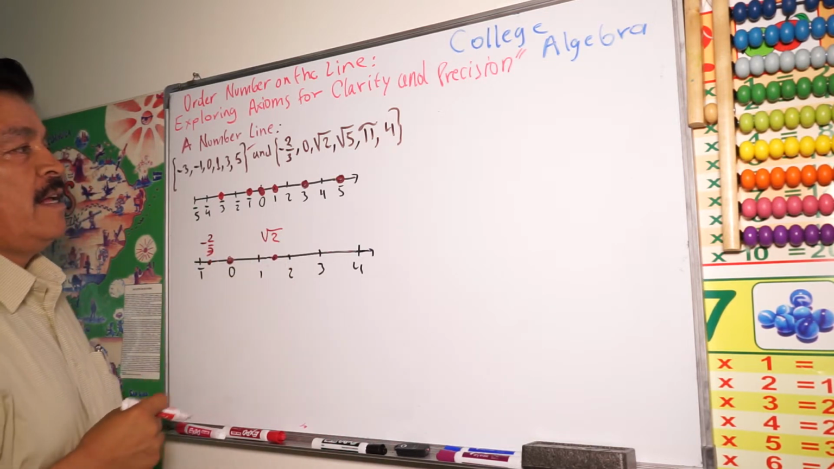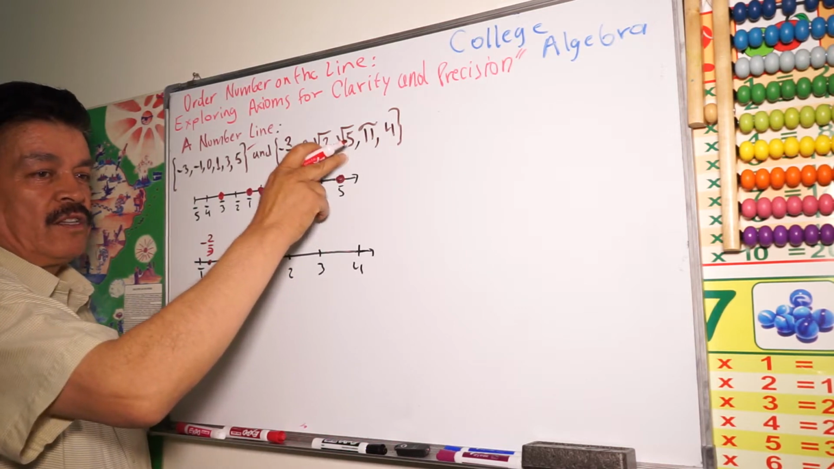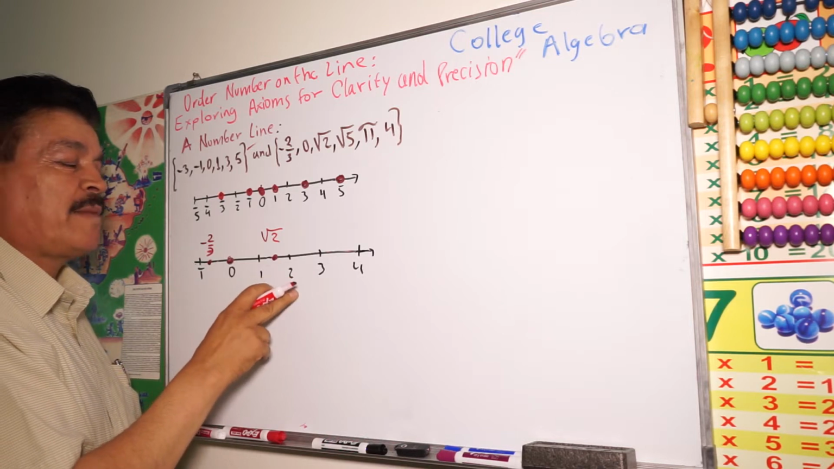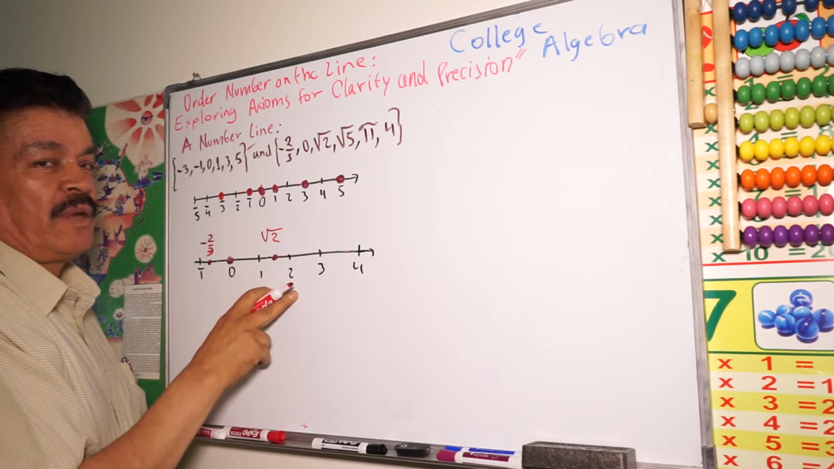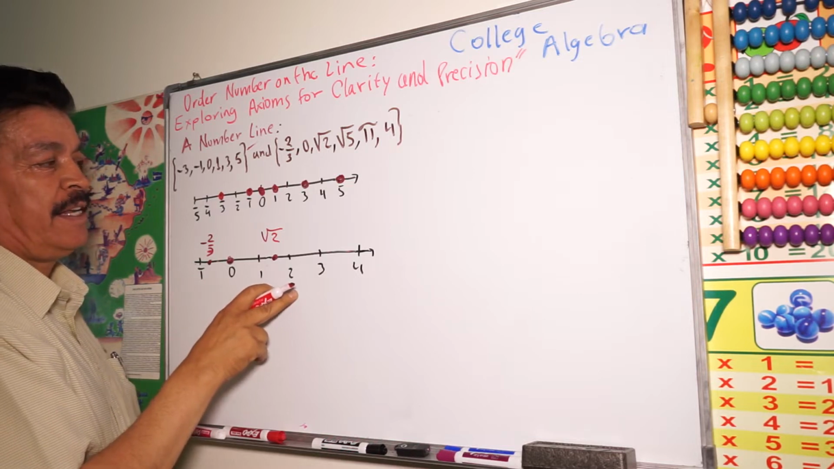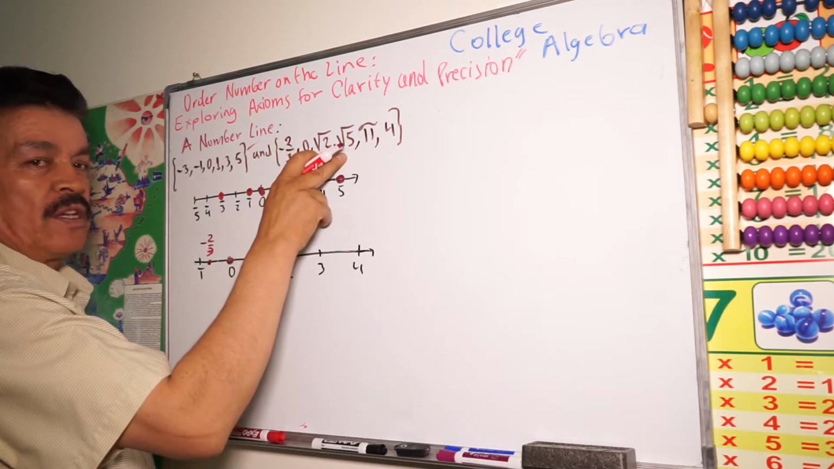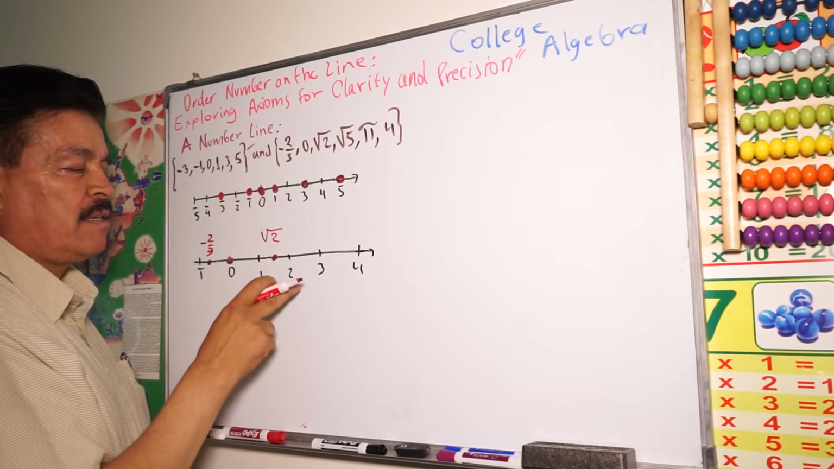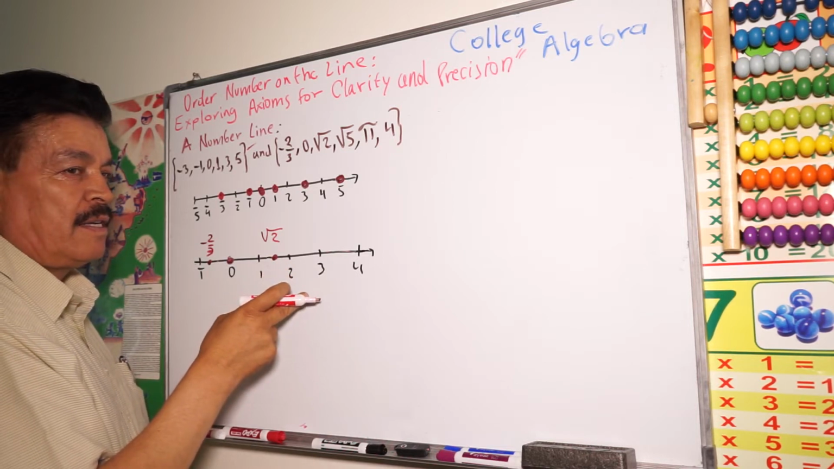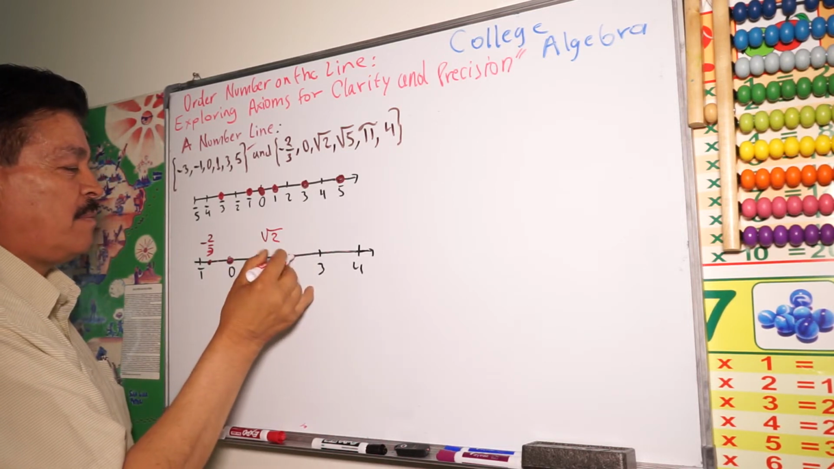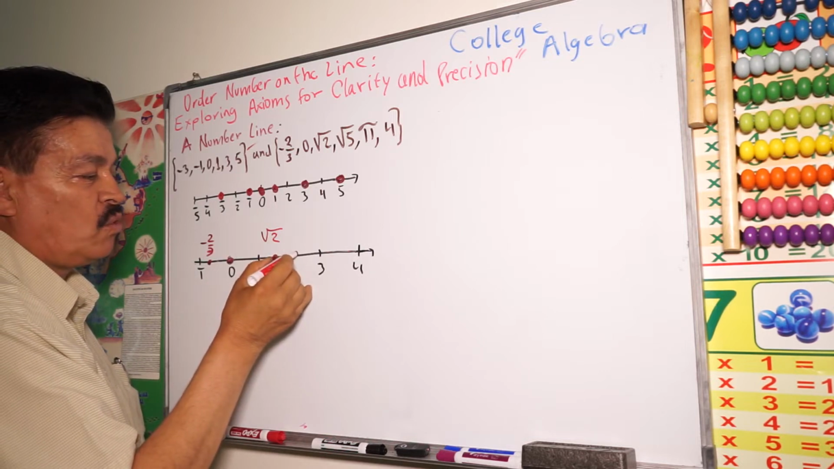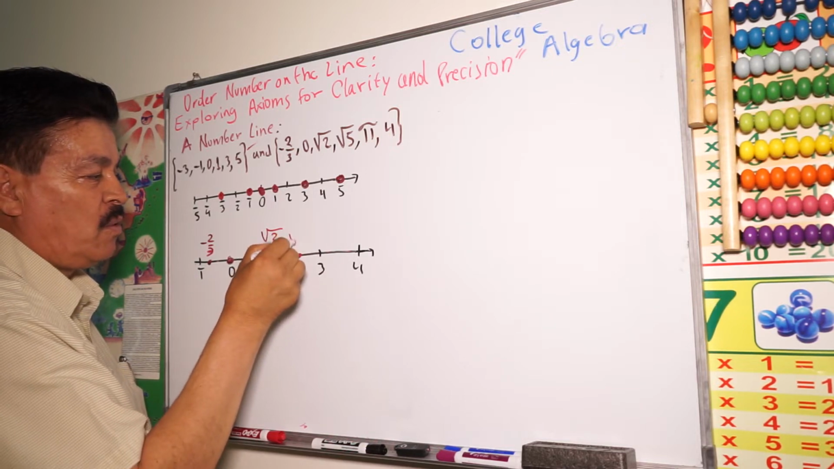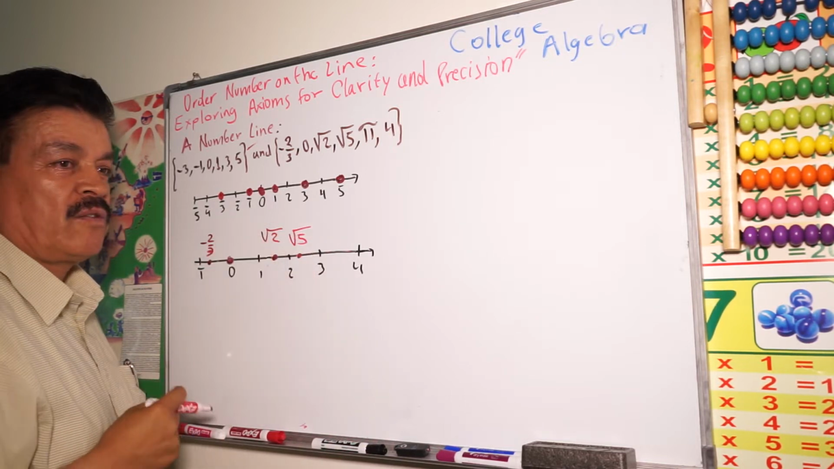Then we have the square root of 5. For example, 1 times 1 is 1, 2 times 2 is 4, and 3 times 3 is 9. So it is 2 something, less than 2.5. It's also right here. So right here is the square root of 5.